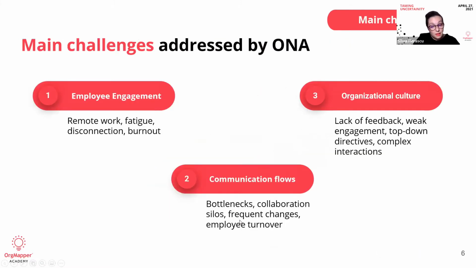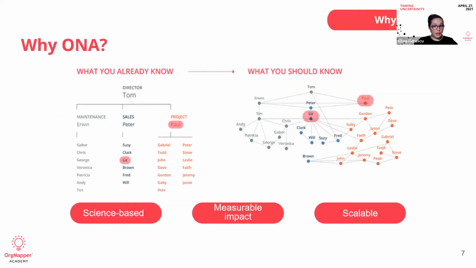Another problem that organizations are facing, and now you can really picture this, are problems with the communication flows. And then a third category of problems that comes with uncertainty, complexity, and frequent change are problems related to organizational culture. So why choose ONA?